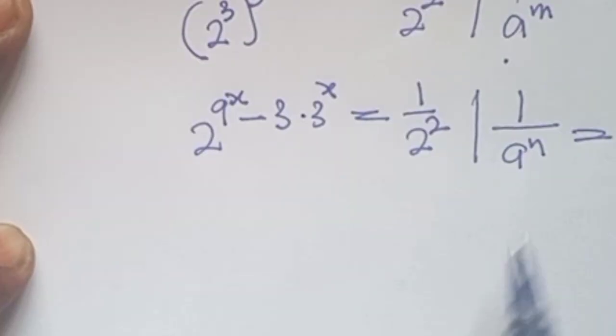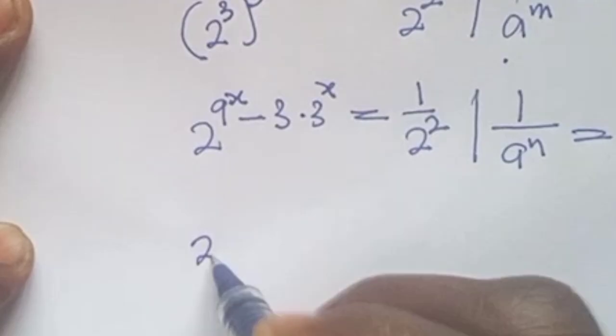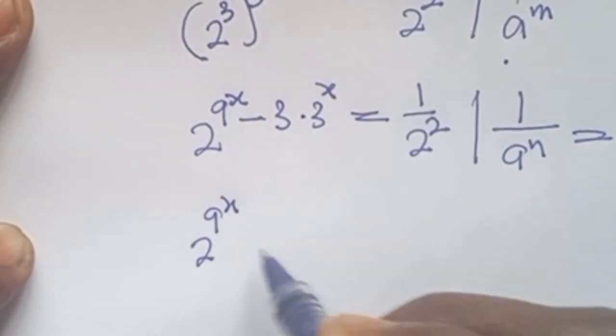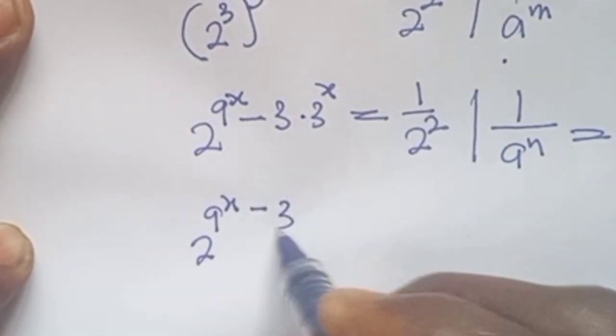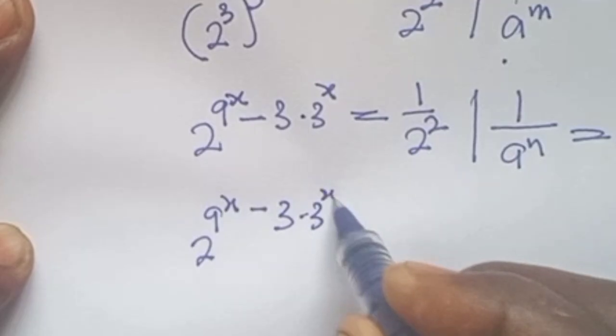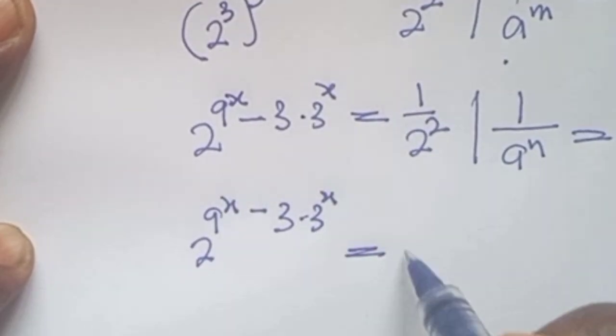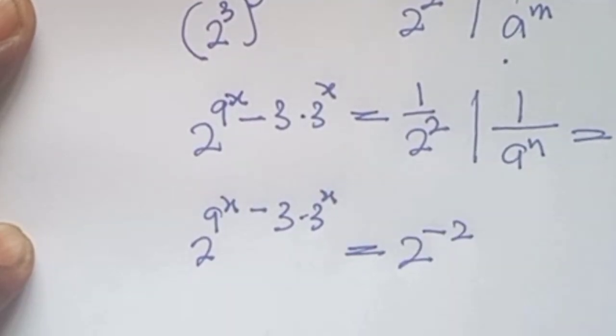So if we do this very well, the equation becomes 2 to the power of 9 to the power of x minus 3 times 3 to the power of x. This equals 2 to the power of minus 2.